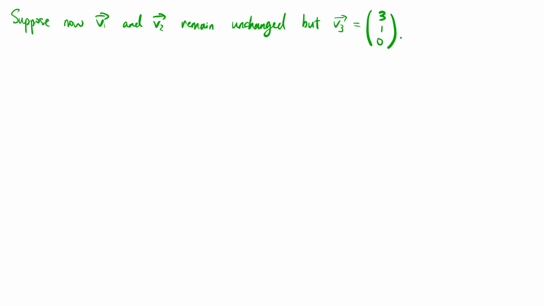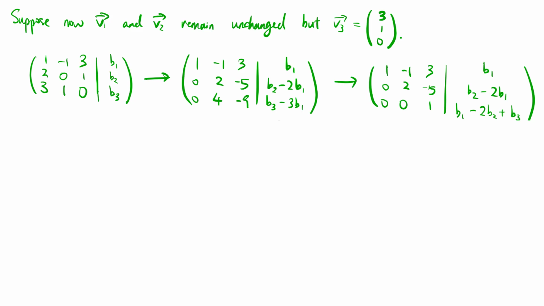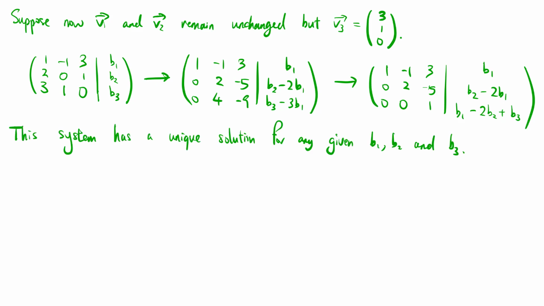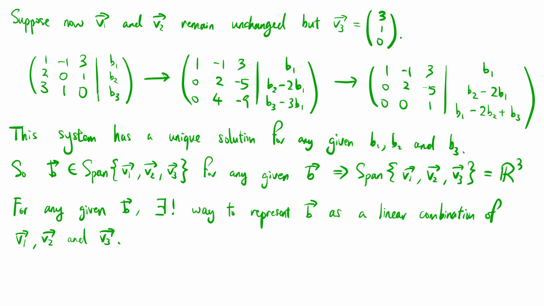Suppose now V1, V2 remain unchanged, but V3 equals 3, 1, 0. Then we solve the system 1, -1, 3, b1, 2, 0, 1, b2, 3, 1, 0, b3. Using the same elementary row operations as before, we get to the system 1, -1, 3, b1, 0, 2, -5, b2 minus 2b1, 0, 0, 1, b1 minus 2b2 plus b3. The system has a unique solution for any given b1, b2, and b3. So b is in the span of v1, v2, and v3 for any given b, which means that the span of v1, v2, and v3 equals the whole of R3. Then, for any given b, there is a unique way to represent b as a linear combination of v1, v2, and v3.